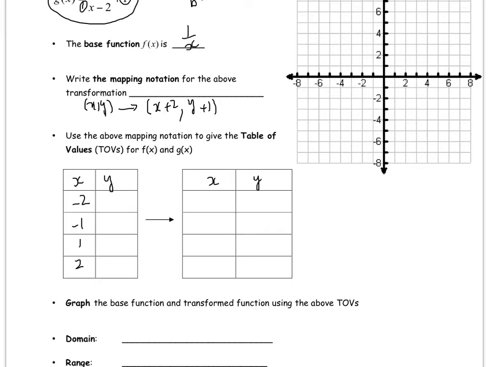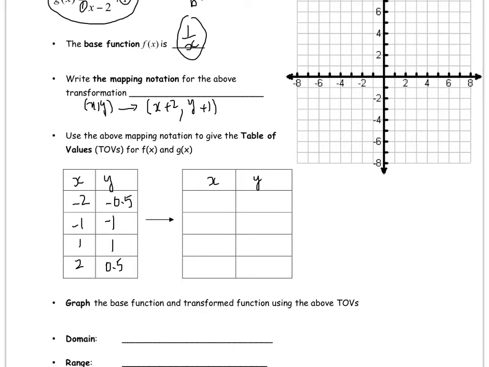Now, if you look at the base function, when x is -2, then g of x is 1 over -2, which is -0.5. If x is -1, it is 1 over -1, which is -1. If x is 1, then it is 1 over 1, which is 1. If x is 2, 1 over 2 is 0.5. Now to find g of x, which is the transform function, the table of values, we have to use the table of values for the base function and the mapping notation to find the new values.